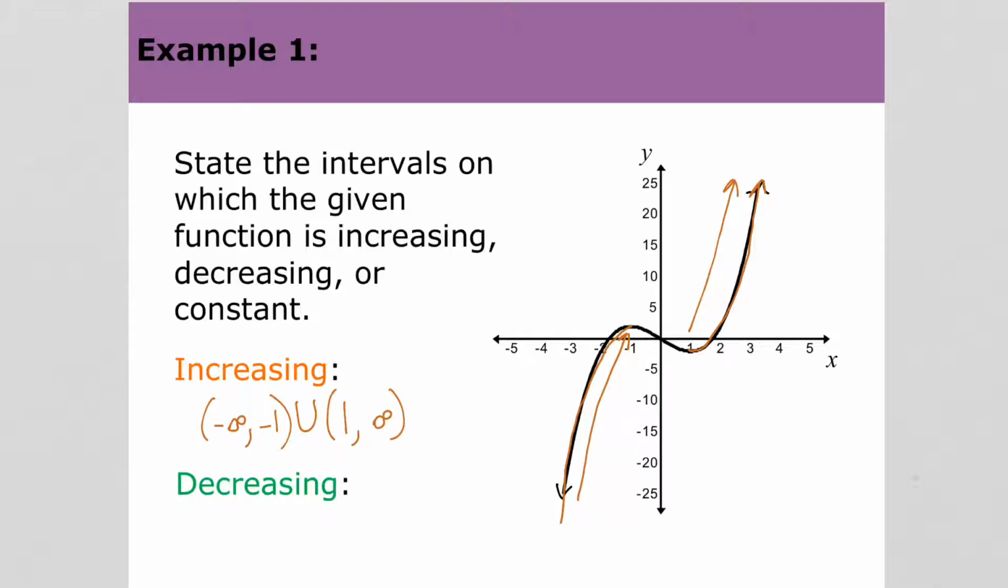Then where is this graph decreasing from left to right? From about x equals -1 to x equals 1. So -1 to 1, again in parentheses, writing this in interval notation.